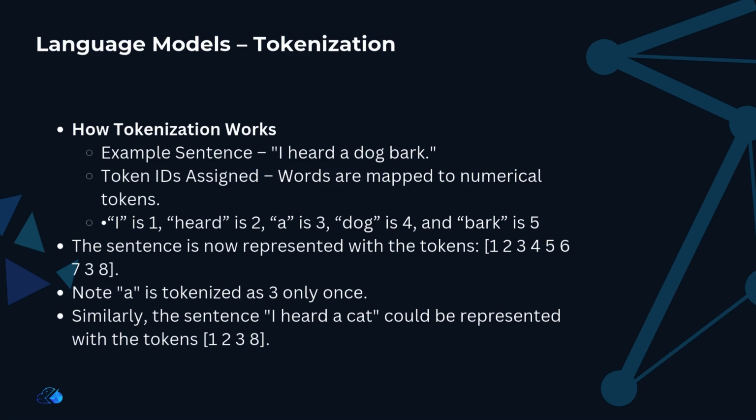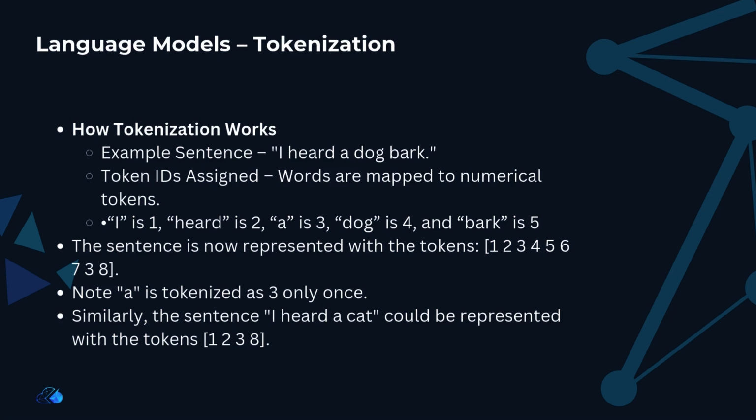Now, let's say we introduce a new sentence: I heard a cat. Since the word a already exists as token 3, it will be reused. The new sentence is represented as 1, 2, 3, 8, where cat is assigned as token 8.